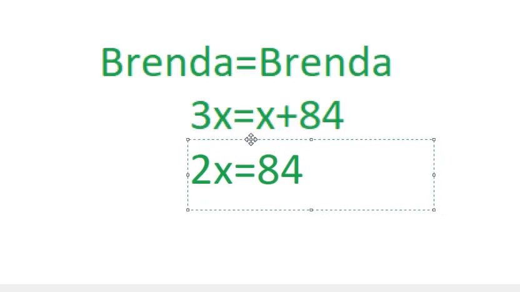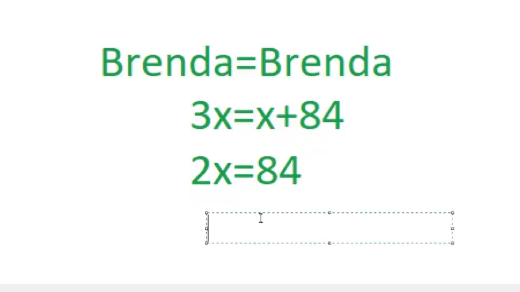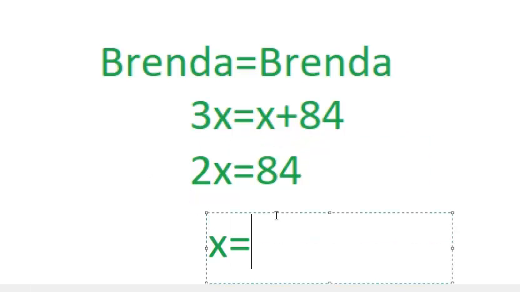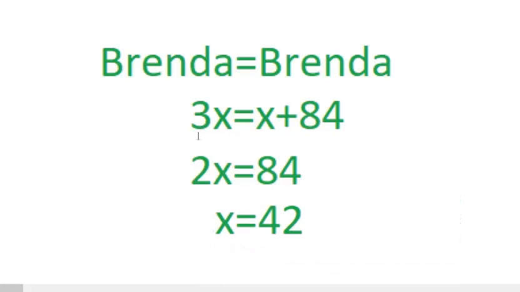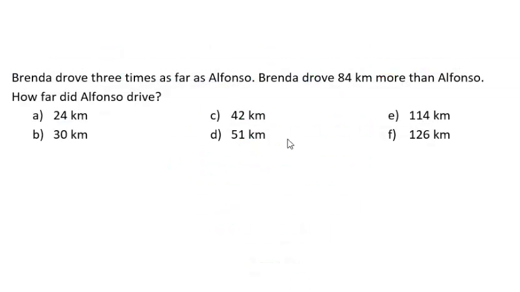Because 2X is 84, then I know that X will be half, right? So X will be 42. Why am I not doing all of the steps? Remember, I'm trying to do this as fast as I can. So X will be 42. And remember, even though I'm talking about Brenda in this process, the X represents what Alfonso drove. So Alfonso drove 42 kilometers. This will be the answer for Alfonso.